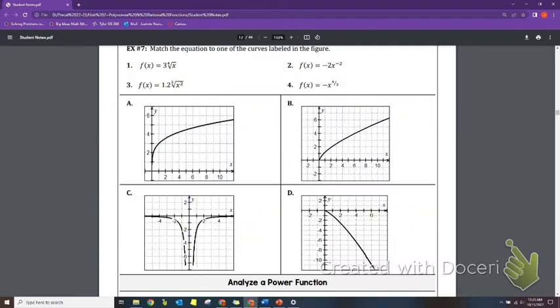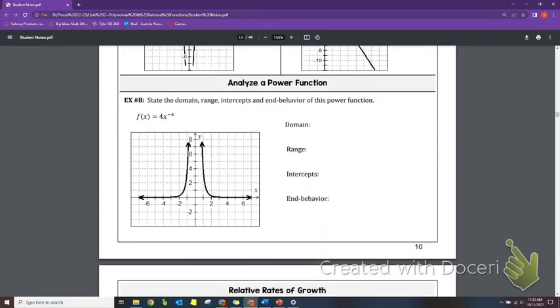All right, analyzing the power function. State the domain and range, intercepts, and end behavior of this power function. So what is your domain? Well, notice it looks like something's going on right there at the 0, right? And if you think about this, this is 4 over x to the fourth. And so we know for the domain of a fraction, our denominator cannot equal 0. And so if we solve this, we'll find x cannot equal 0. So we know our domain then is negative infinity up to 0, and then 0 to infinity.